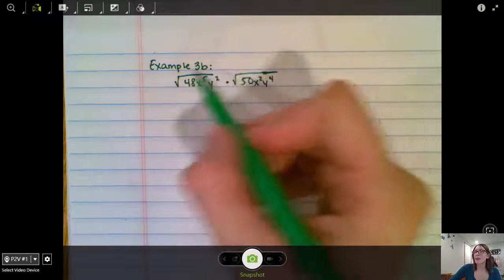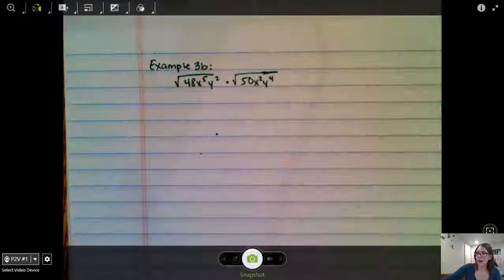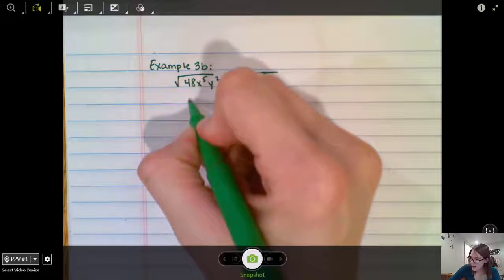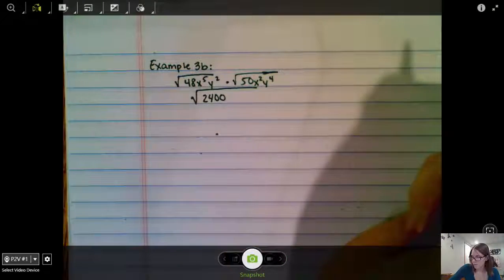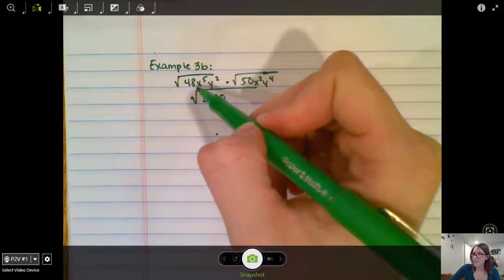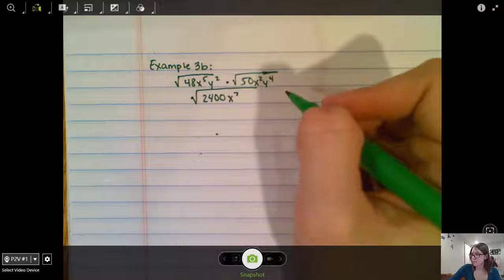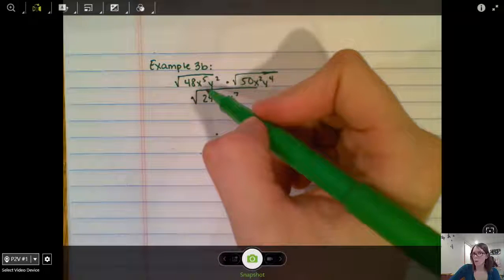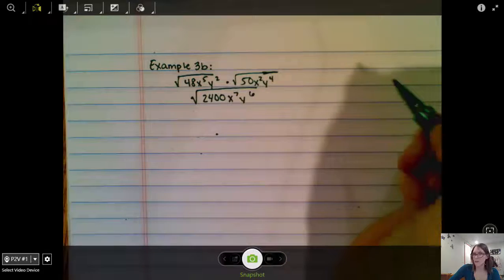And I can multiply here because my index is the same. Take 48 times 50, and we get 2,400. And then have x to the 5th times x squared. That gives us x to the 7th power. And y squared times y to the 4th would give us y to the 6th.